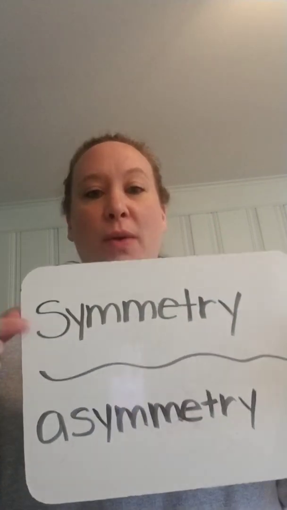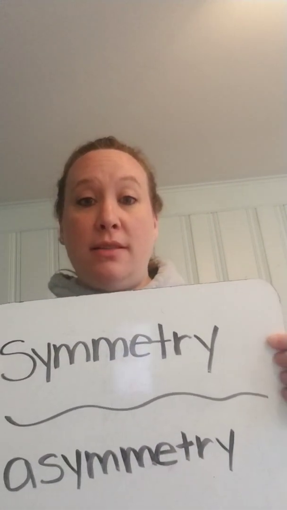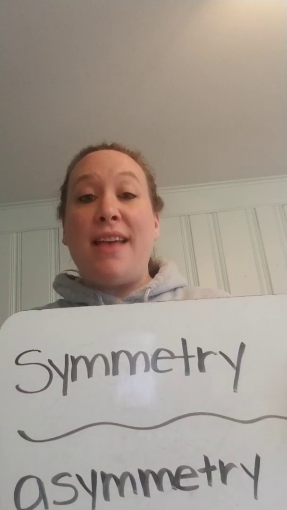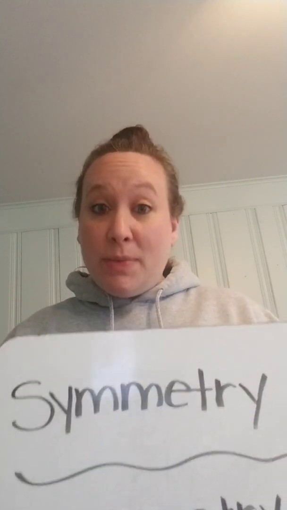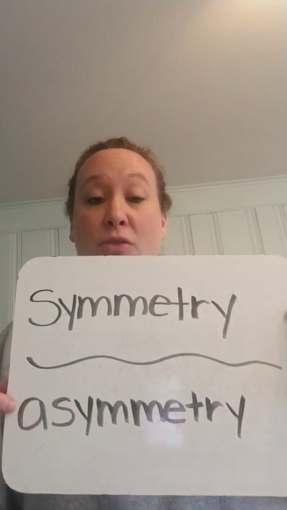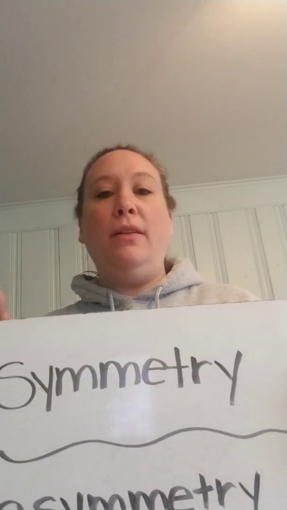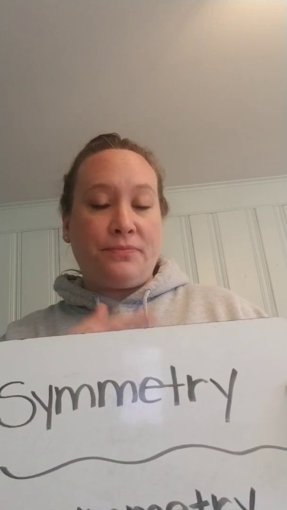I have two definitions for you. The first one is for symmetry. Symmetry means if you take an object and you draw a line right down the middle, that object will look exactly the same on one side as it does on the other. On the flip side of that, asymmetry means that if you took an object and you drew a line right down the middle, it would not look the same on one side as it does on the other.